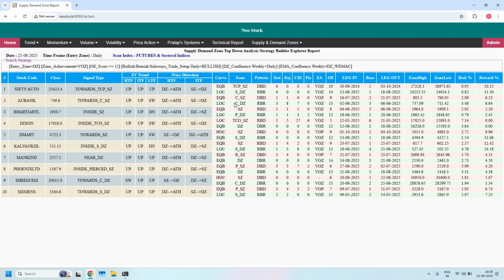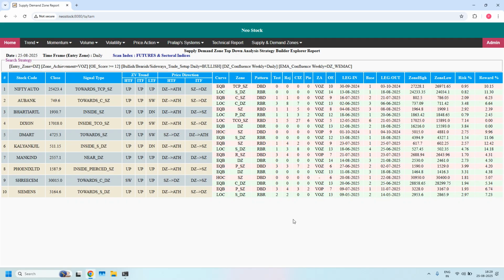So these 10 daily demand zones might have more high probability to get success, provided lesson 20 checklist items are satisfied. Otherwise, there are higher chances of zone violation. That's why lesson 20 checklist is very, very important. If they all pass, then only you can trust that zone. Otherwise, anytime the zone may violate. But otherwise, these 10 stocks might have more high probability if they pass lesson 20 checklist items.